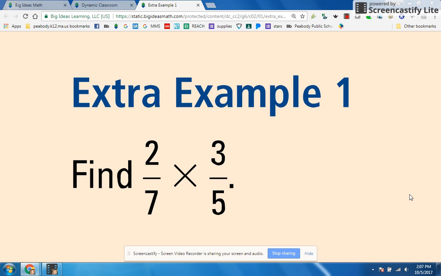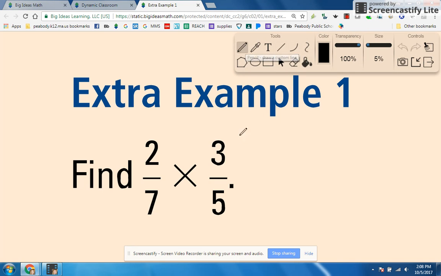So today we're going to try multiplying fractions. I have an example here to show you. We're going to try 2/7 times 3/5. Multiplying fractions is actually extremely easy because all you have to do is multiply the two numbers together on the top and the two numbers together on the bottom. So numerator times numerator, denominator times denominator.